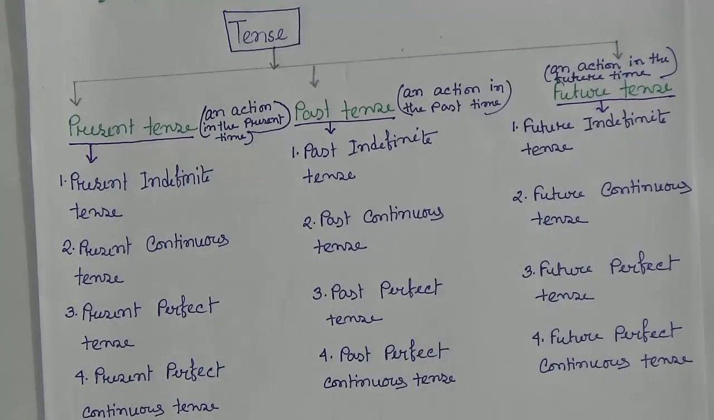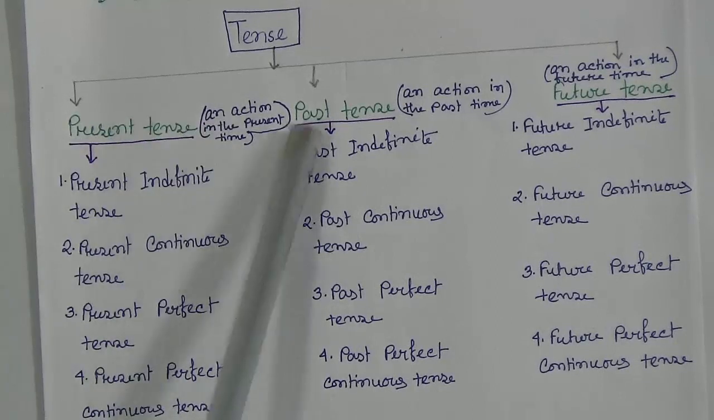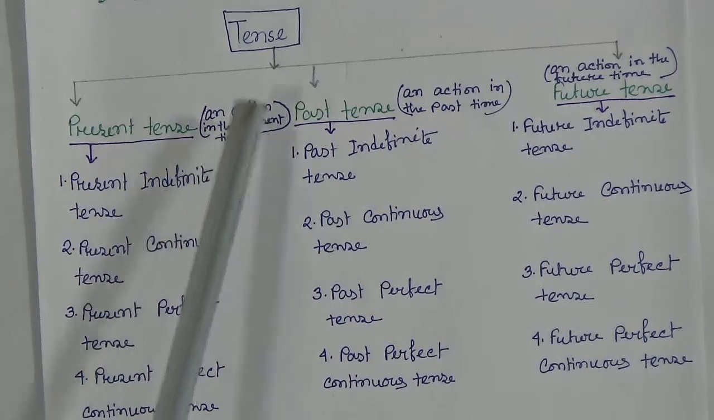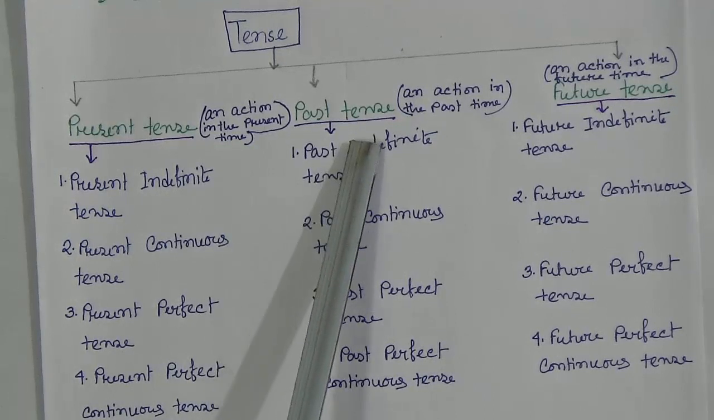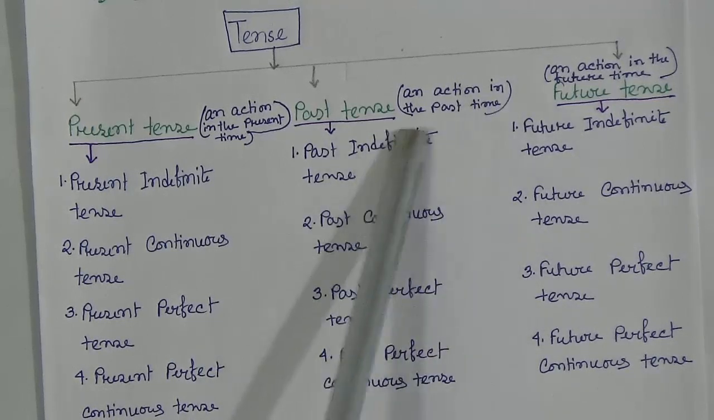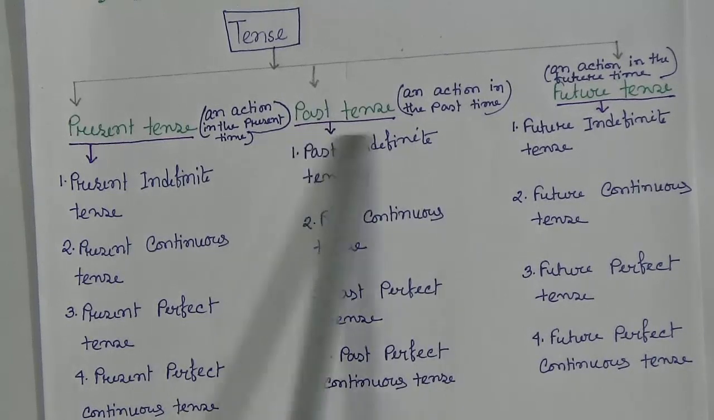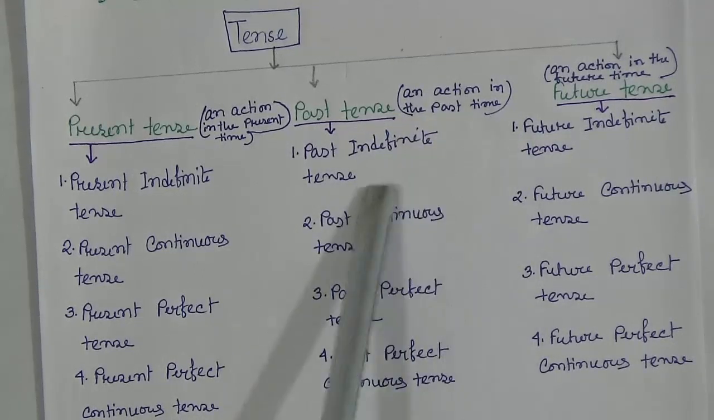So now, what is present tense? Present tense actually describes an action in the present time. Present tense describes or denotes an action that happened in the present time. And past tense, what is past tense? Past tense denotes or describes an action that happened in the past time.